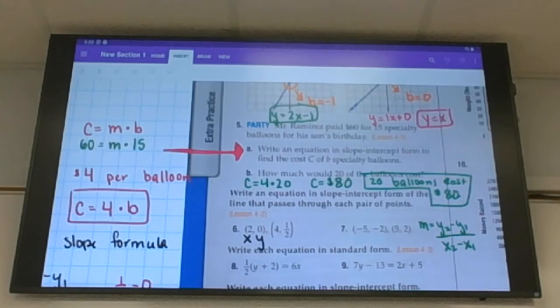You're right. So you got to think for number 5, it was $60 for 15 balloons. So that means, quick math, that's $4 per balloon. So for 20 balloons, it'd be $80.